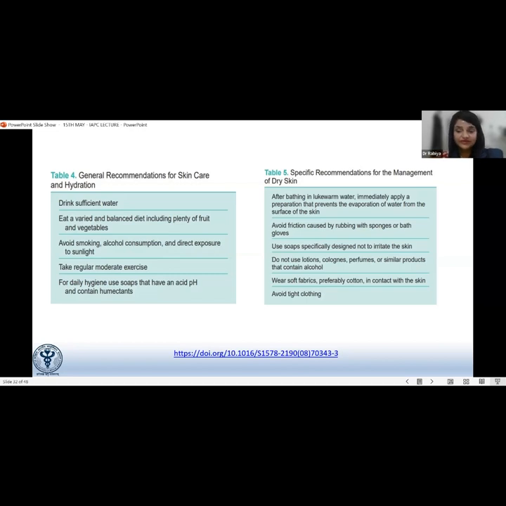Now, what are the specific recommendations for the management of dry skin? After bathing in lukewarm water, immediately apply a preparation that prevents the evaporation of water from the surface of the skin. Avoid friction caused by rubbing with sponges or bath gloves. Use soaps specifically designed not to irritate the skin. Do not use lotions, colognes, perfumes, or similar products that contain alcohol. Wear very soft fabrics, preferably cotton, in contact with the skin, and avoid dyed clothing.